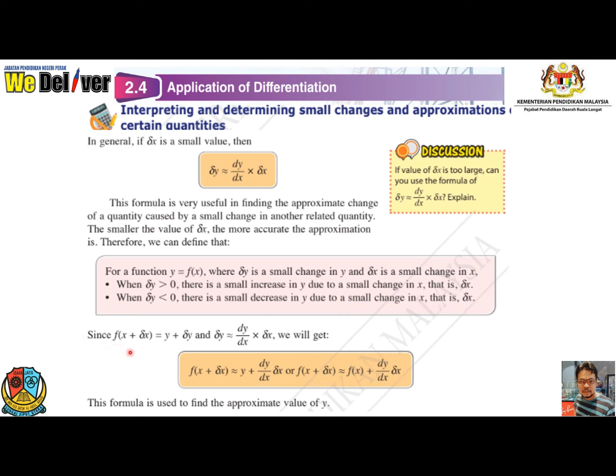Since f(x plus delta x) equals y plus delta y, and delta y is approximately dy over dx times delta x, we get f(x plus delta x) is approximately y plus dy over dx times delta x, or f(x plus delta x) is approximately f(x) plus dy over dx times delta x. This formula is used to find the approximate value of y.